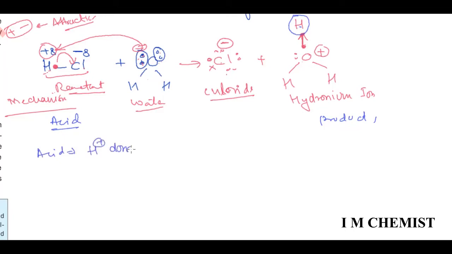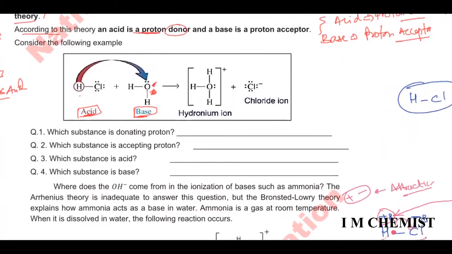This is the concept of Lowry and Bronsted, that an acid is a proton donor, while a base is known as a proton acceptor. Now, who has accepted the proton here? The water molecule. So water would act as a base.